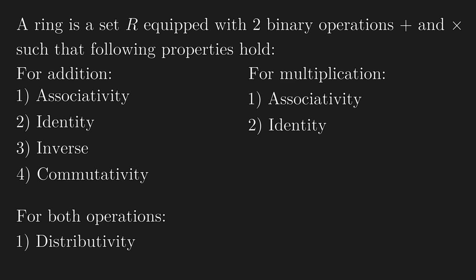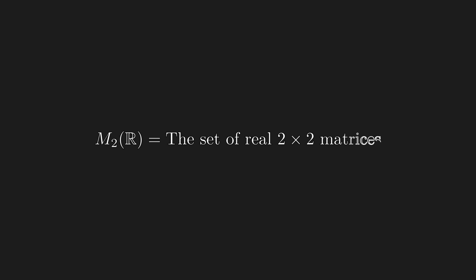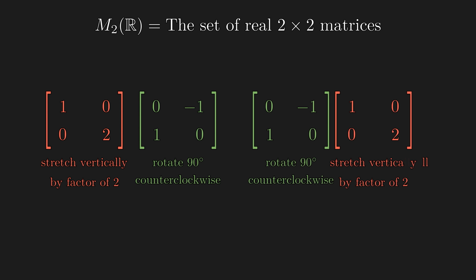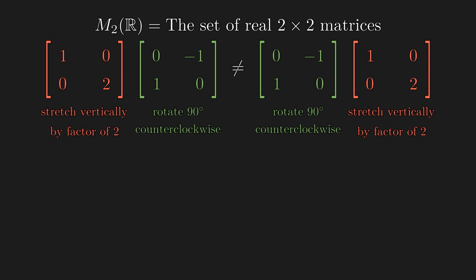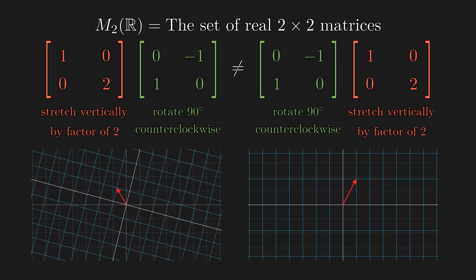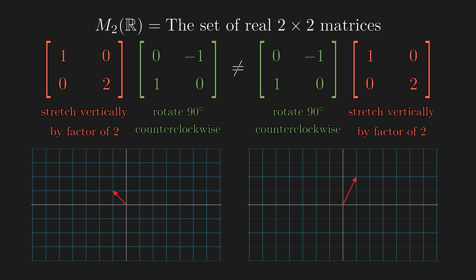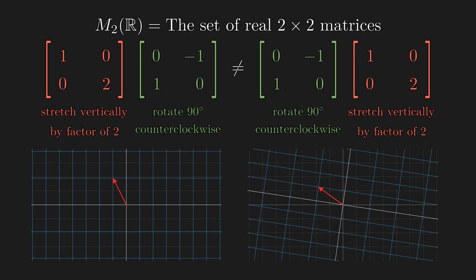And if we look back at the definition of the ring, and multiplication is missing commutativity, can we think of any example of a non-commutative ring? The set of all 2x2 real matrices form a ring, and the multiplication is non-commutative. And to see this in action without calculation, each 2x2 matrix corresponds to a two-dimensional linear transformation, and we can see that rotating 90 degrees counterclockwise first, then stretching vertically by a factor of 2, yields a different result than doing it in reverse order.